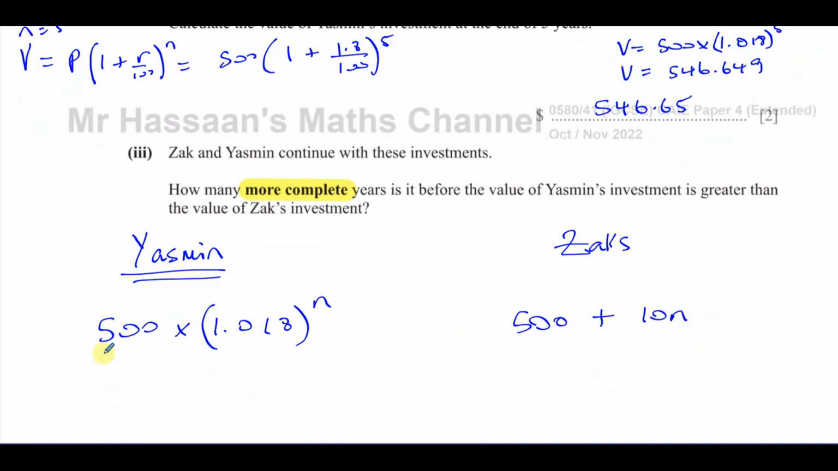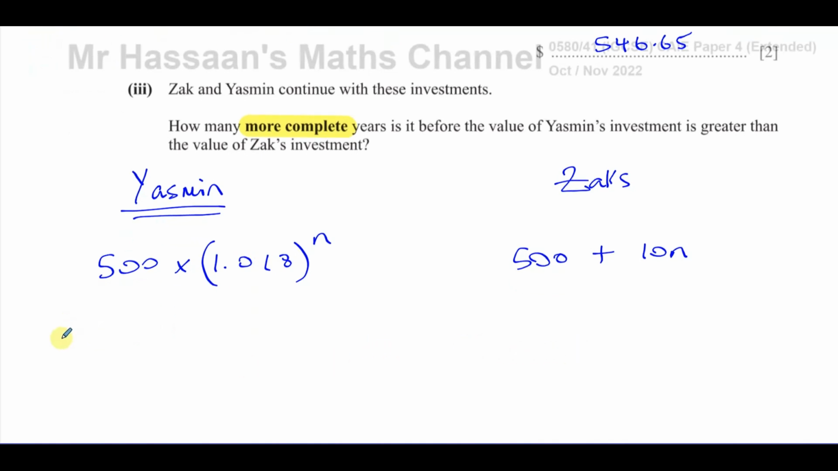So we've got to find when hers is first greater than his. We've already got up to n equals 5. When n equals 5, her investment is 546.65. His investment is 550. So right now hers is less than his, when n equals 5.